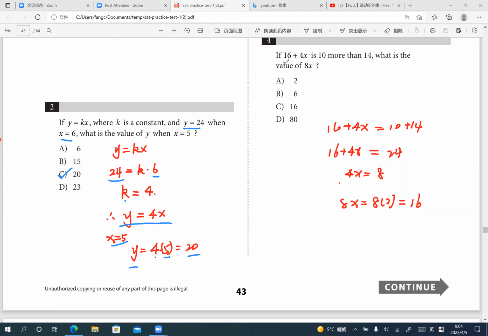Next question. If 16 plus 4x is 10 more than 14, so now we can have our equation. So 16 plus 4x is 10 more than 14, which means 16 plus 4x equals 24. Therefore, 4x should be equal to 24 minus 16, which is 8. And the question is, what is the value of 8x? And we can tell 8x is 2 times 4x. So we multiply each side by 2. And we get 8x equals 8 times 2, which is 16. So question 4, we should choose option C.